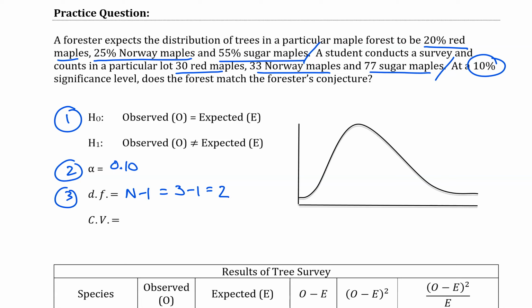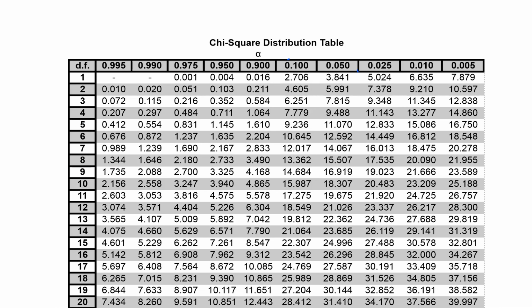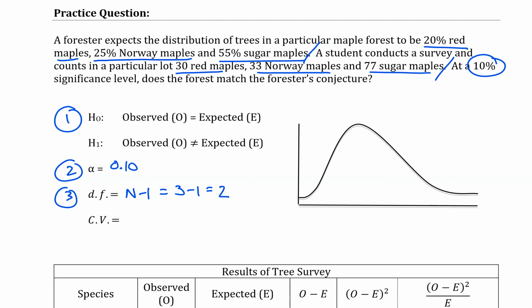When we ran the F test, we looked up in the F table. When we ran the T test, we looked at the T table. If we're running the chi-squared test, we're going to run with the chi-squared table. So let's pull up the chi-squared distribution. So I'm looking at 10%. So alpha along the top is 10%, and we want to go 2 degrees of freedom. So I'm getting a critical value of 4.605.